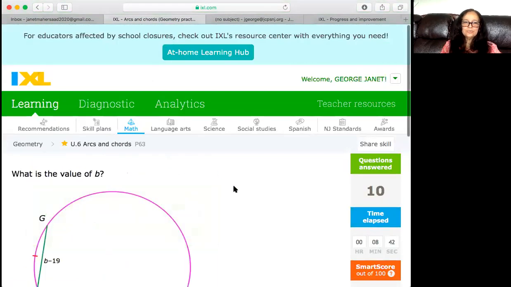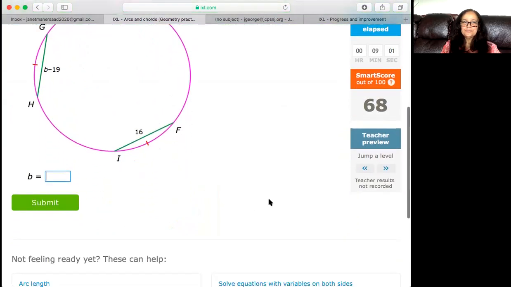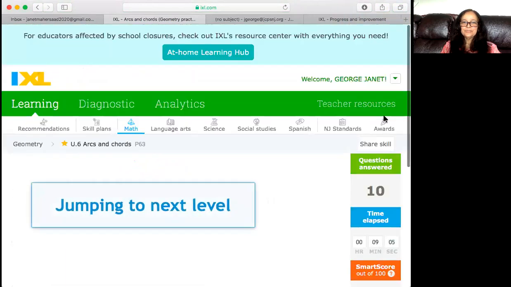All right, let's jump to a different level. Okay, because in here you just set an equation and you have to add. When you set the equation, you add 19 to both sides. You undo the subtraction, so you add 19 to both sides, and that should be the answer. 16 plus 19, and that should be your final answer.